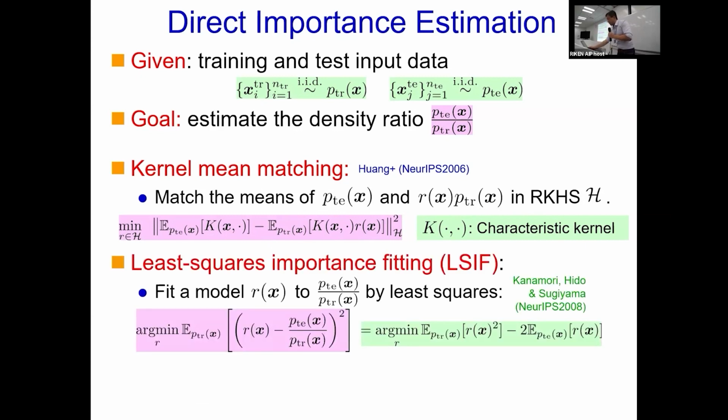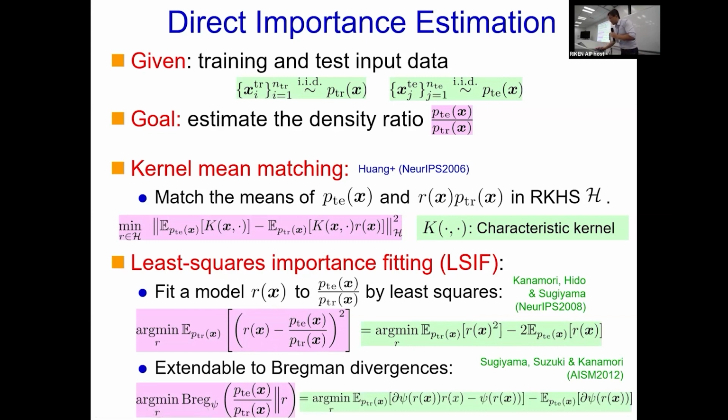And another method we worked on more than 15 years ago is called least squares importance fitting. This is also a simple method. We try to fit an importance model R to the true ratio by least squares, so R minus PTE over PTR, squared, is minimized. At a glance, the equation is a bit complicated, but once we expand this squared term, we end up having a simple expression like this. And again, everything can be approximated from training and test input points easily.